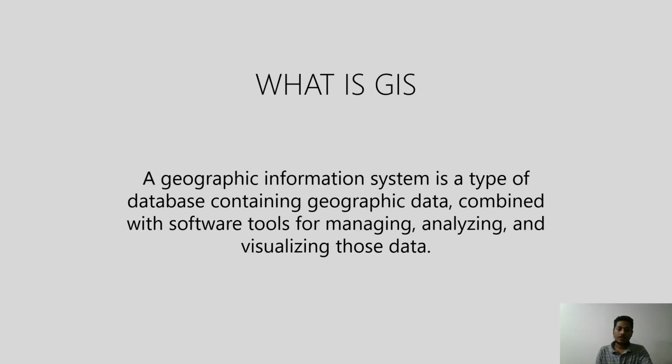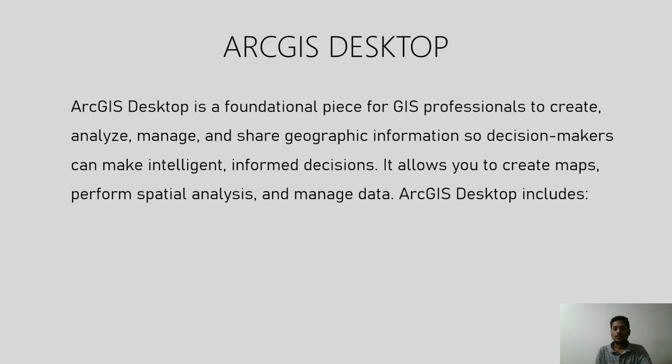What is GIS? A Geographic Information System is a type of database containing geographic data combined with software tools for managing, analyzing, and visualizing those data. What is ArcGIS Desktop? ArcGIS Desktop is a foundational piece for GIS professionals to create, analyze, manage, and share geographic information so decision makers can make intelligent, informed decisions. It allows you to create maps, perform spatial analysis, and manage data. ArcGIS Desktop includes ArcMap, ArcCatalog, ArcGlobe, and lastly, ArcViewer.